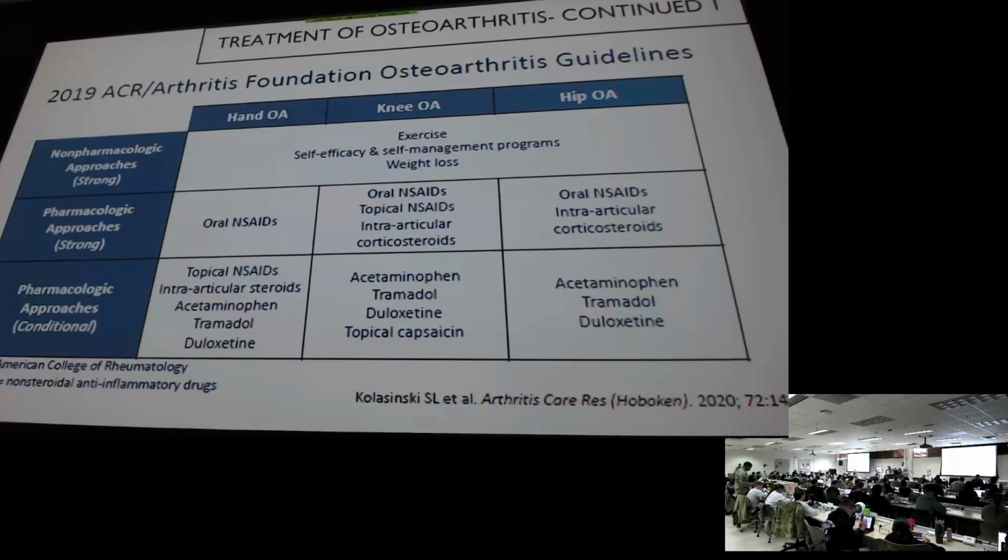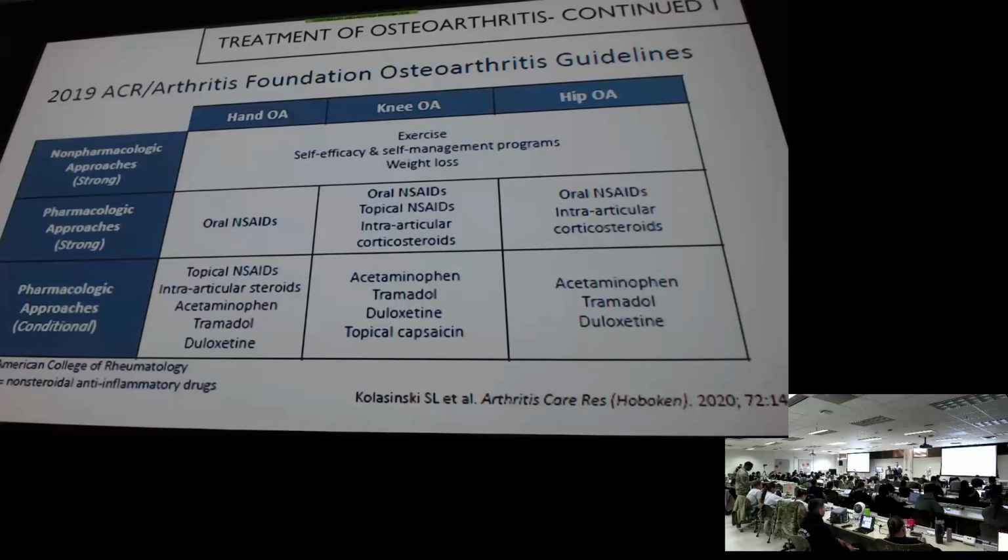So here's a table summarizing the 2019 Arthritis Foundation OA guidelines. So basically they're stratified in the chart by the affected joint, whether it be hand, knee, or hip. And then you can see the recommendations, non-pharmacological, obviously strong. I told you it's a cornerstone for OA. And then there's some of the treatment, weight loss, self-management programs, exercise, PT, OT. Pharmacological approaches, a little further down, that are strongly recommended by the ACR are going to be the oral NSAIDs for hand, and then knee, you see the list there, and then hip. We're going to talk about these as we move forward, but this is a good reference chart.